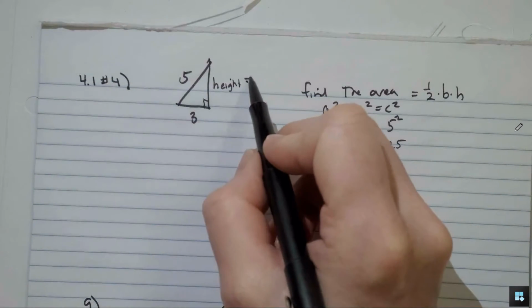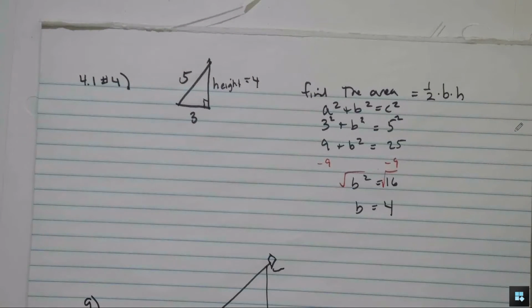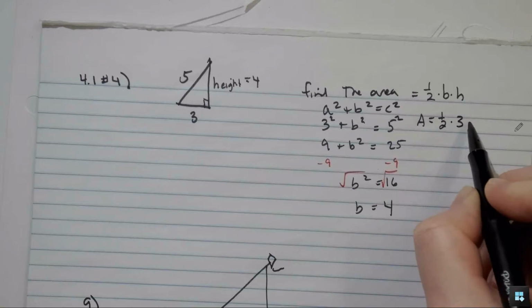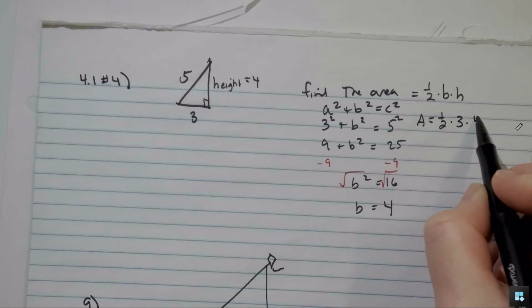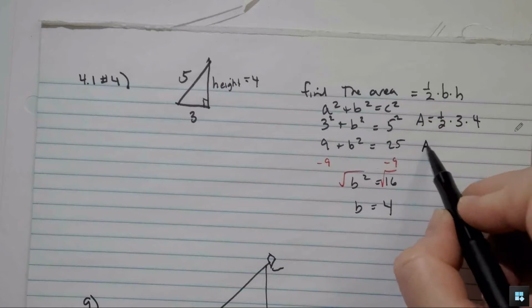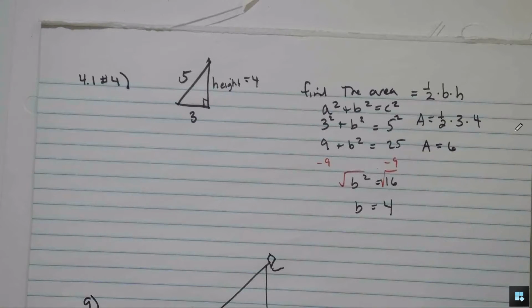So that's just the height, but now that you know the height, then you can find the area. So the area is 1/2 times the 3, that's the base, times the height, which is 4. So the base and the height are never the hypotenuse, because the hypotenuse is slanted. And that would be 6. Anybody have any questions on number 4?